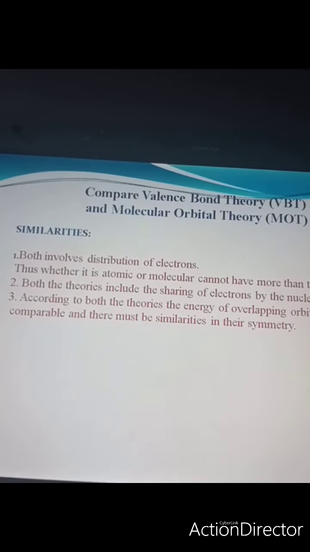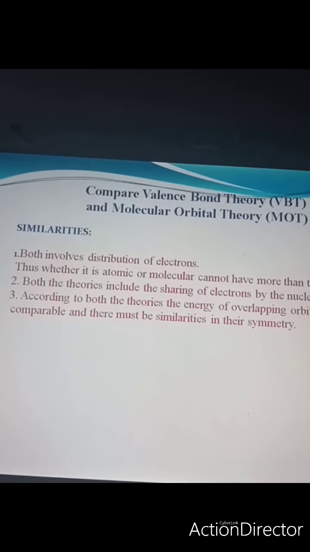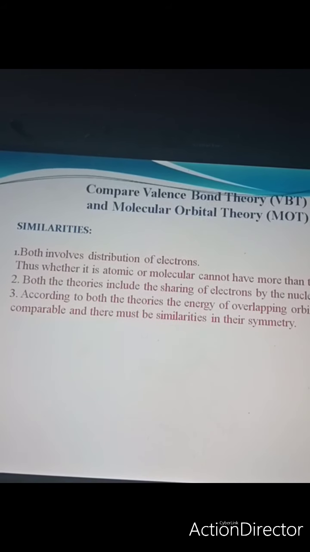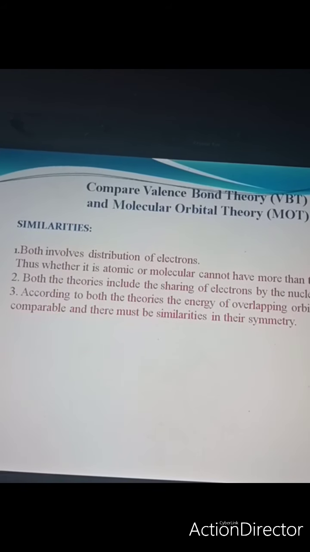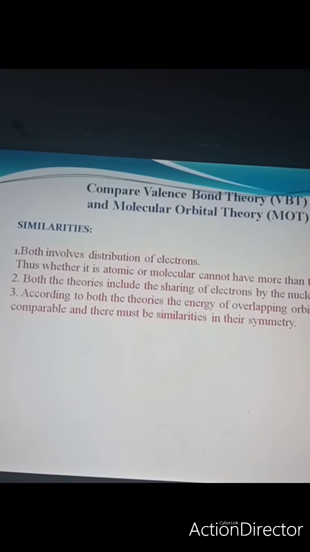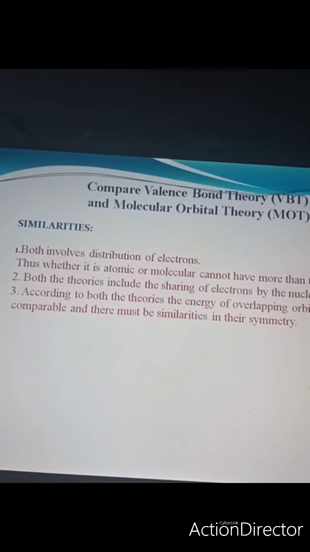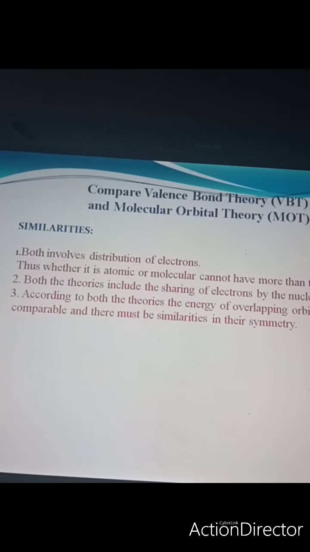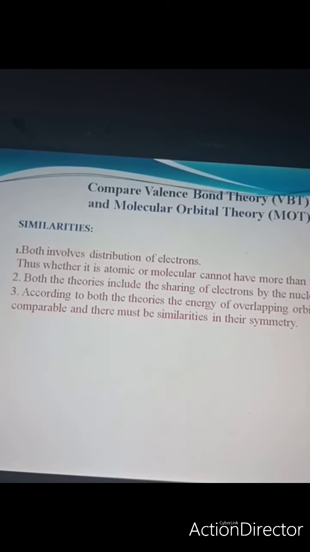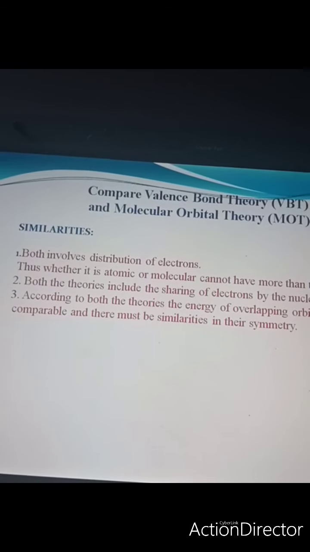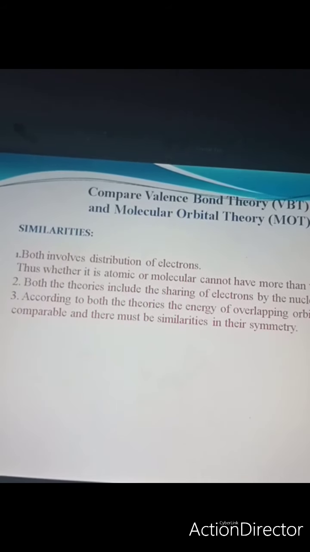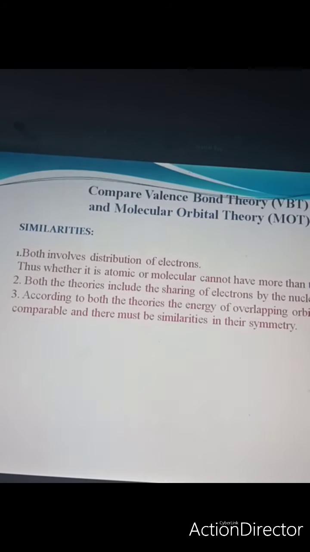Now let us compare the valence bond theory and molecular orbital theory. In both cases, they show the distribution of electrons. Whether it is atomic or molecular, it cannot have more than 2 electrons. Both theories include the sharing of electrons by the nucleus, and according to both theories, the energy of the overlapping orbitals must be comparable, and there must be some similarity in their symmetry.